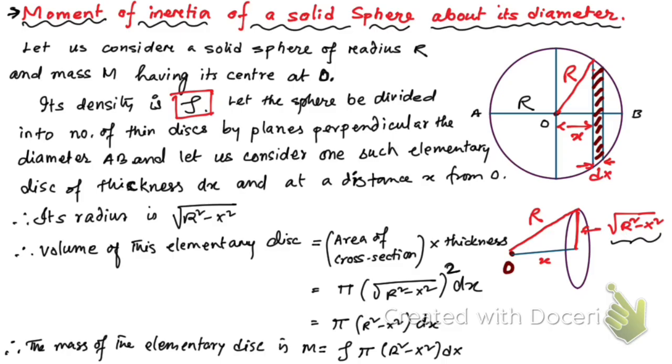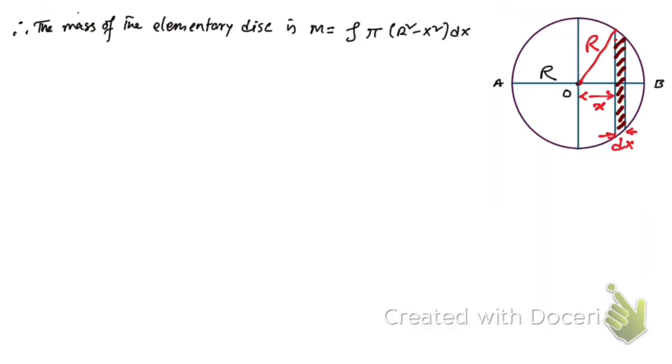Now let me go to the next slide. Here you see we are going to find the moment of inertia of this sphere about this diameter AB. Now this diameter AB is passing through the center of this elementary disc. In two dimensions it looks like this, but actually this is the disc and AB is passing through the center of this disc. Hope you have understood this.